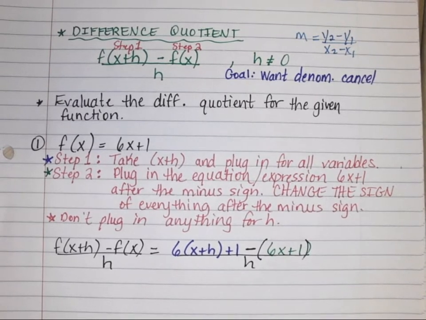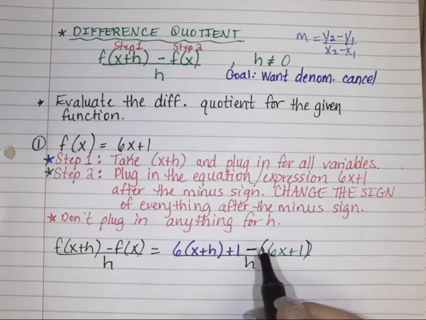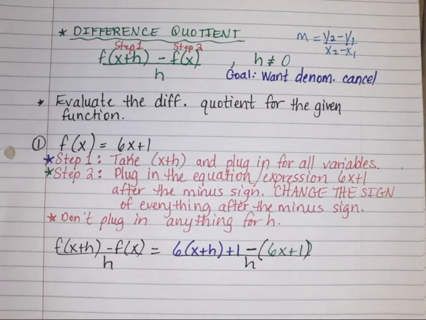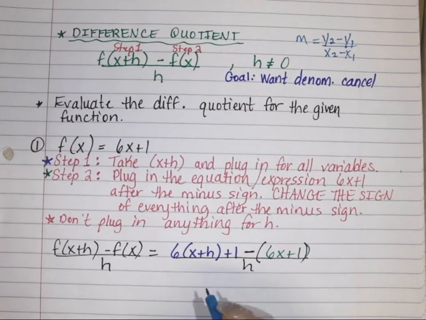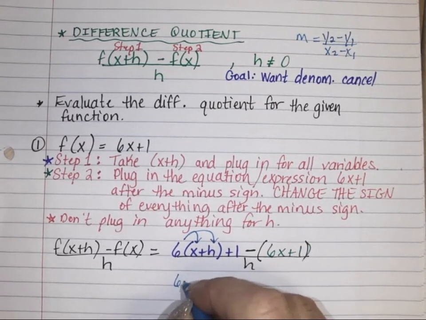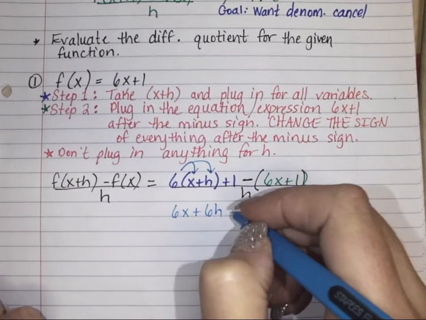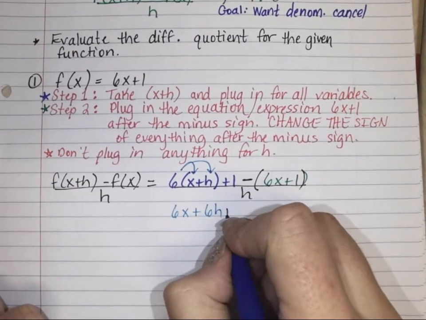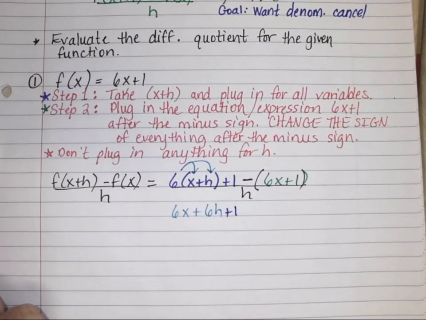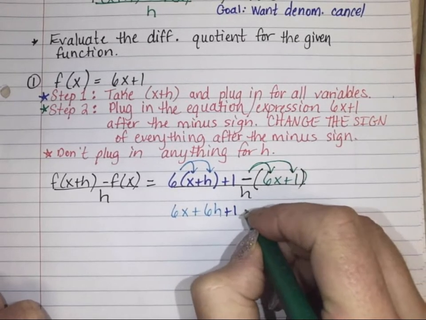Now we have to go through and follow order of operations. Distribute, combine like terms. And remember when I told you that you have to change the sign of everything after the minus sign? Because it gets distributed, in a sense. Okay, so when we clean this up, distribute 6 to x and h, and bring down your plus 1.